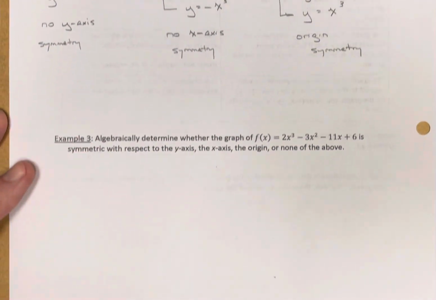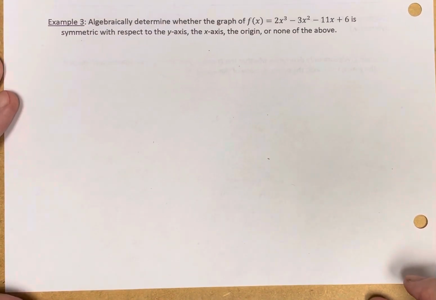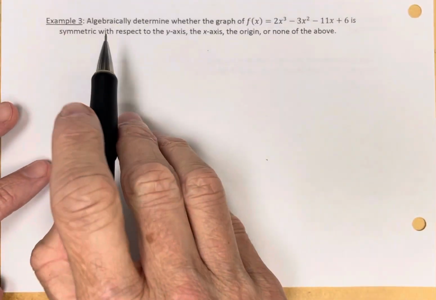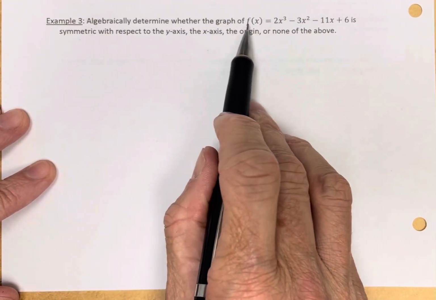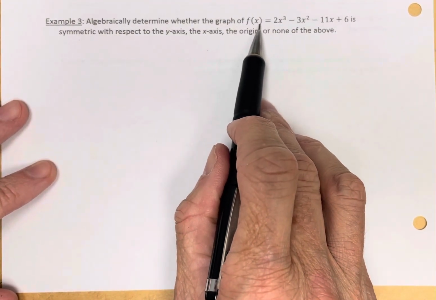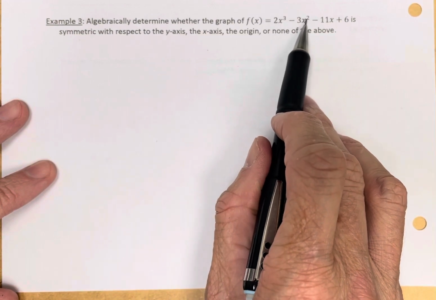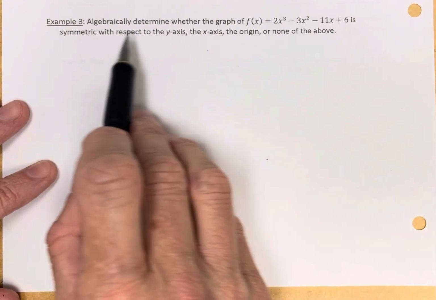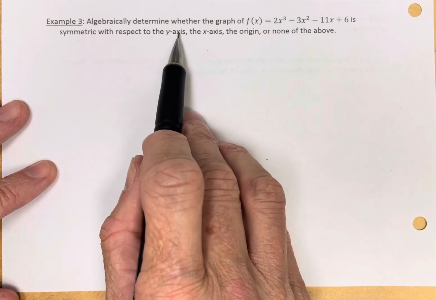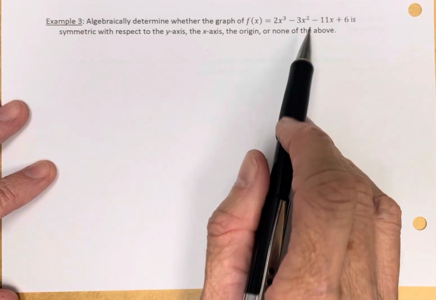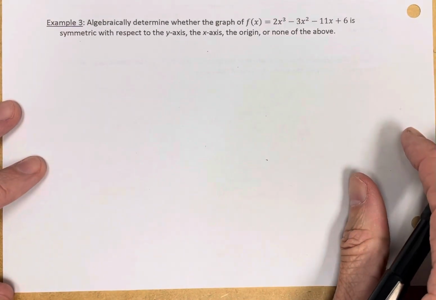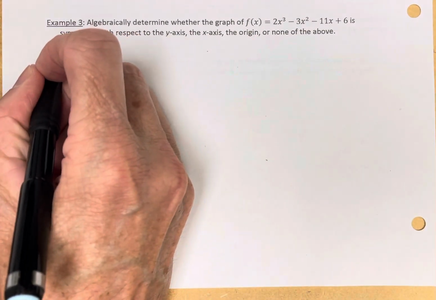Okay, one more example. This one I gave you in function notation. Algebraically, determine whether the graph of f of x is equal to 2x cubed minus 3x squared minus 11x plus 6 is symmetric with respect to the y-axis, the x-axis, the origin, or none of the above. Okay, well, we'll start off with our y-axis.